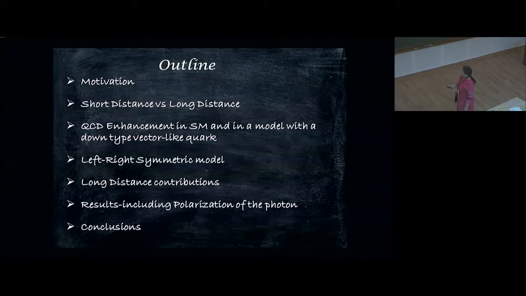I will then add a left-right symmetry to the model, and that will basically help me come up with an observable, the polarization of the photon, which can help to pin down new physics. Of course, long-distance effects are present, so we have to deal with them, and I will point out next how we estimate them. And finally, I'll have the results, including the polarization of the photon, as well as the branching ratios.